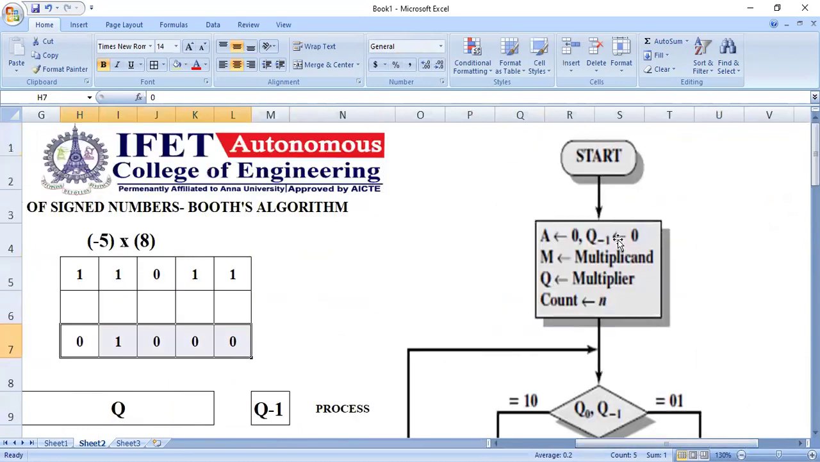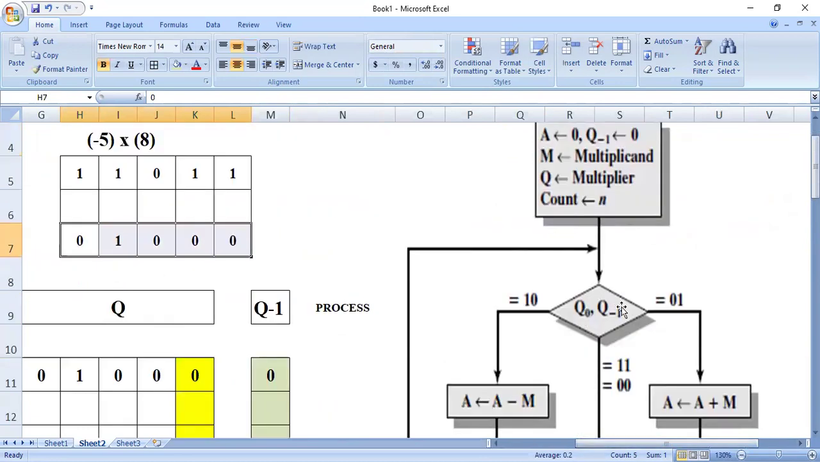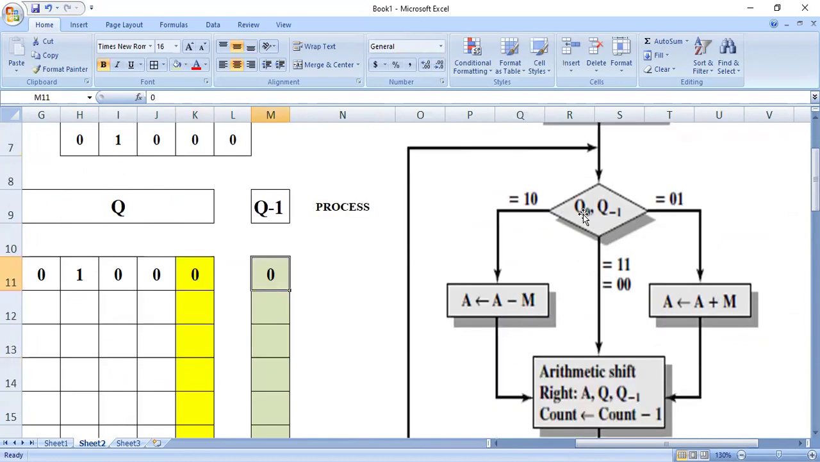After the initialization process, we are going to check two bits, that is Q naught, this is the Q naught position, and Q minus 1. These are the two bit positions we have to check. So we have three conditions. If Q naught and Q minus 1 are the same, I mean, if they are 1, 1 or 0, 0, no process will be performed. Just right shift all these values.